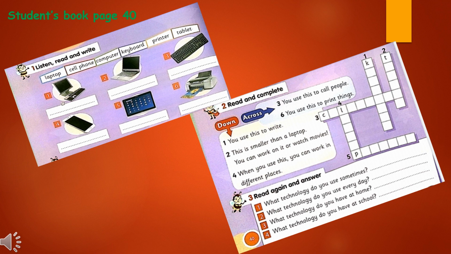Number 3, you use this to call people. You use this to call them. Hello? Yes, it's a cell phone. Number 6, you use this to... it's number 5, not 6. It's number 5, sorry. Correct the number, it's number 5. So number 5, you use this to print things. Yes, it's a printer.